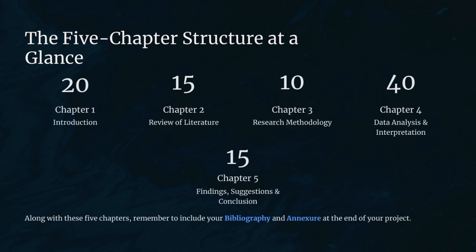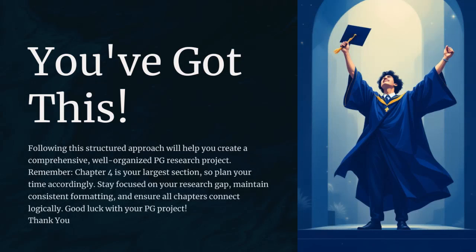This 5-chapter structure helps organize your project logically, making it easier for your audience to follow your journey from initial questions to final insights. Remember, including the bibliography and annexure at the end ensures your work is comprehensive and well-supported. Following this structured approach will really help you create a comprehensive and well-organized postgraduate research project.